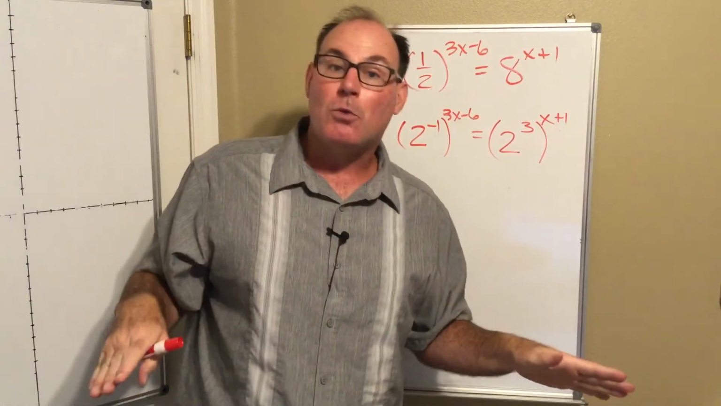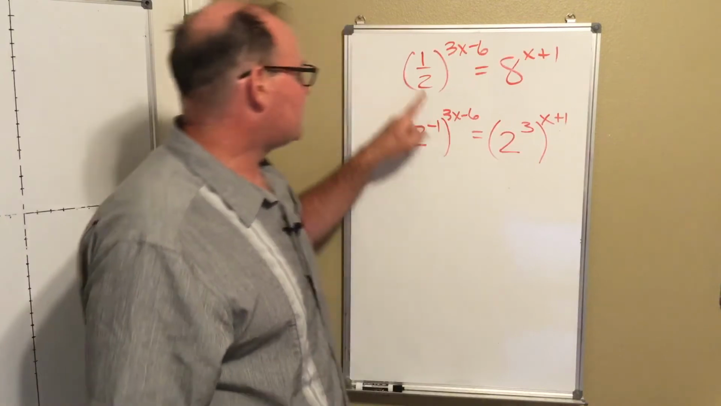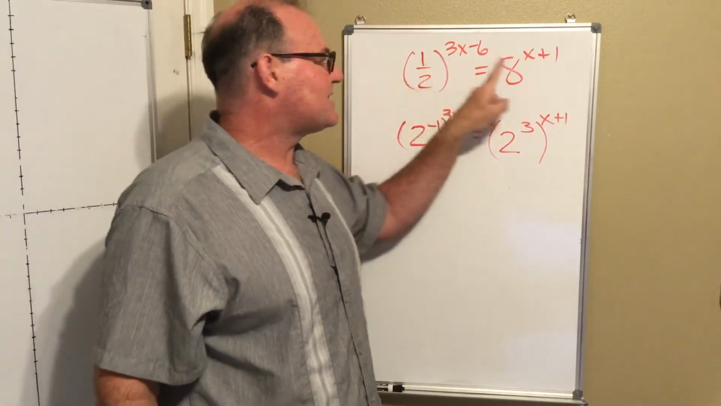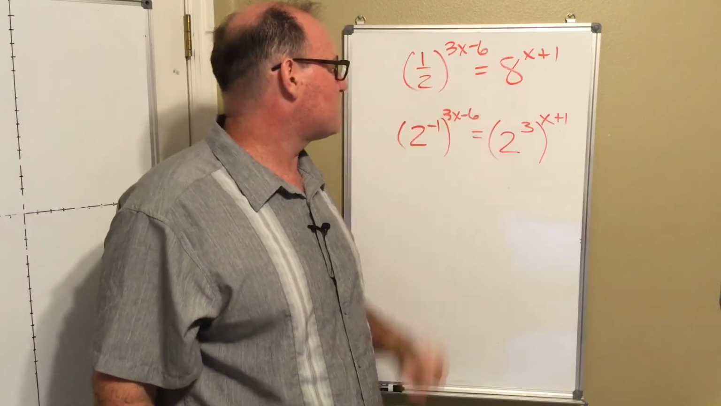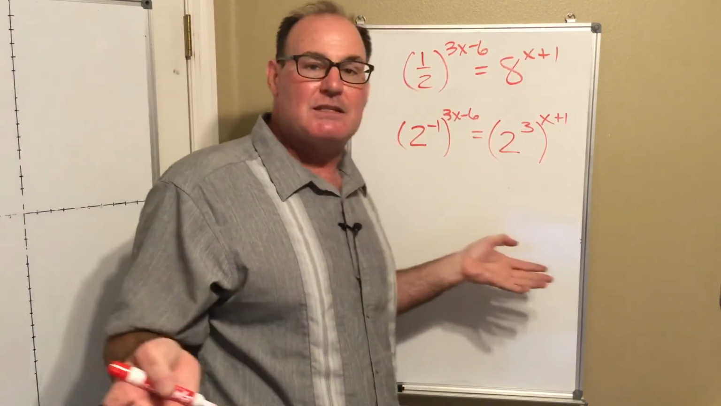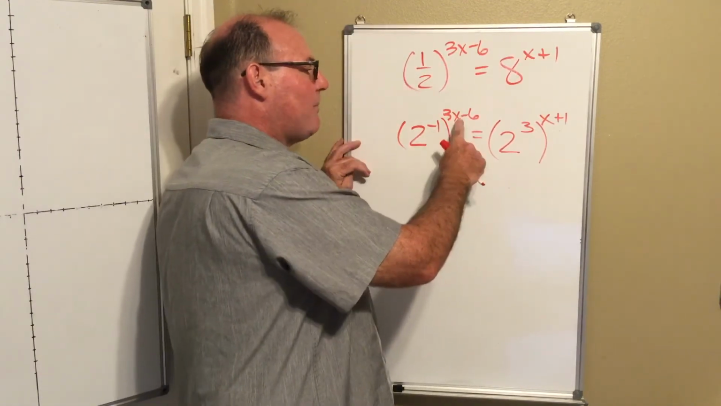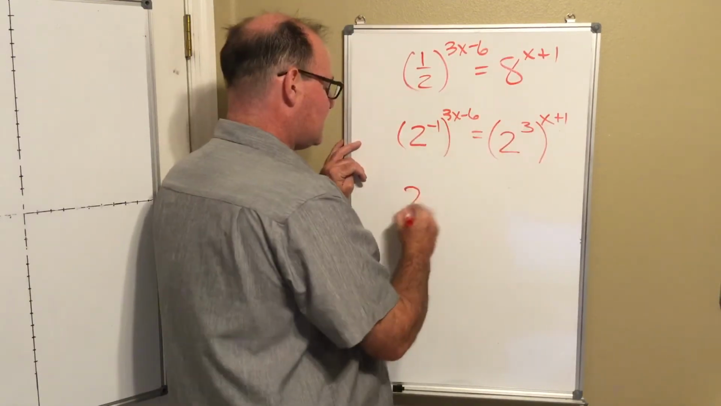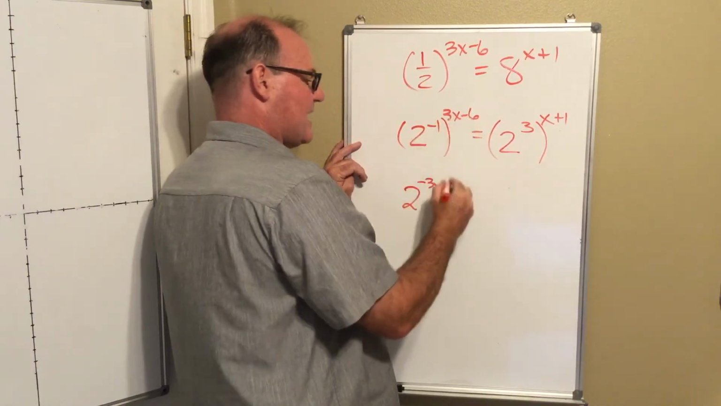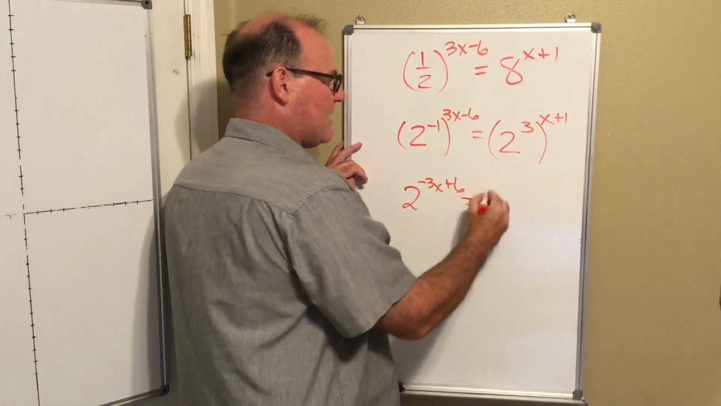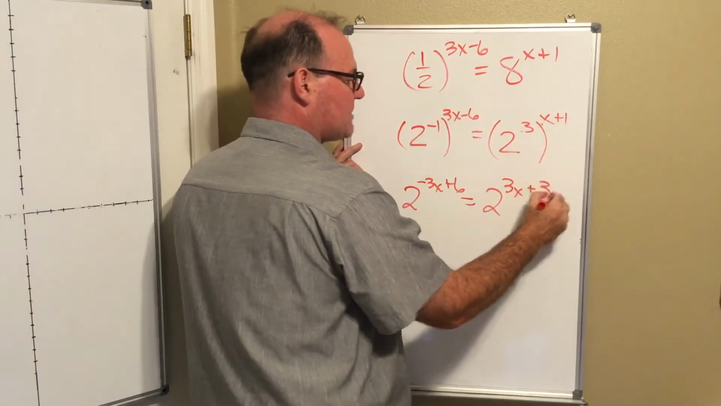So as you're going through your homework, the whole job that you have when you're solving these equations is figuring out what base you can use to write both of these expressions in. Now the rest of this, hopefully you have the skills to do. When I have a power raised to a power, I multiply. So this is 2 to the negative 3x, and then negative 1 times negative 6 is plus 6. And then 2 to the 3 times x, and then 3 times 1 is 3.